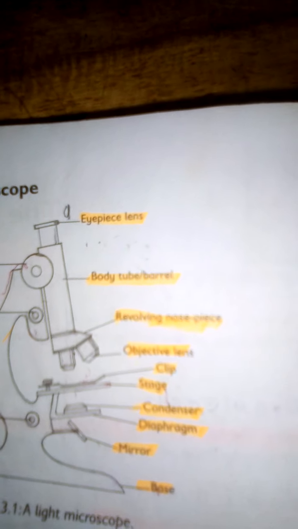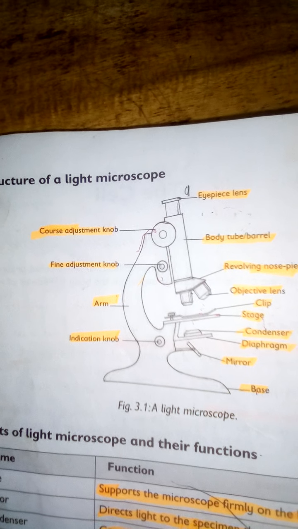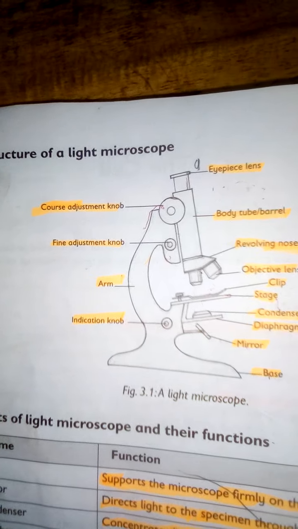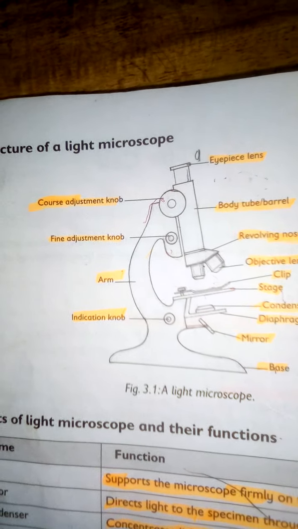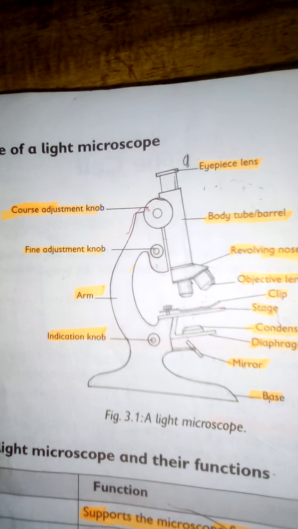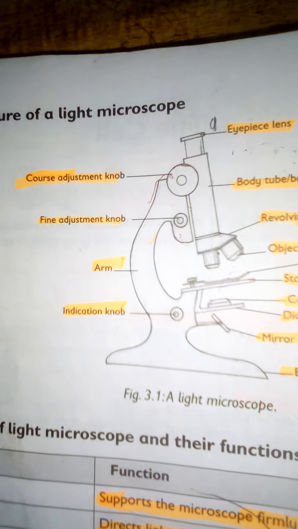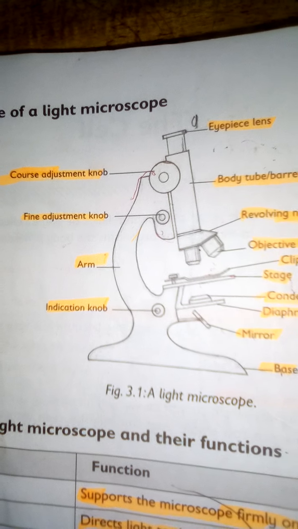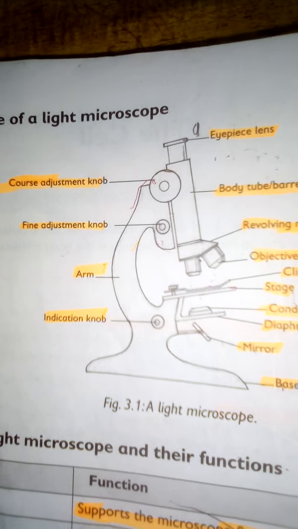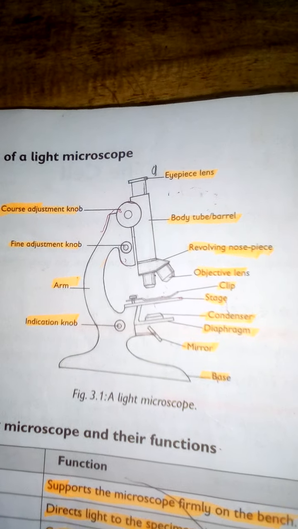We can say it projects the image further. It magnifies the image further and projects it to the eye. A coarse adjustment knob that brings the image into rough focus by raising it and lowering it for a longer distance. A fine adjustment knob that is lowered and raised for a shorter distance to bring the image into a fine sharp focus. An arm that holds the body tube and the stage.